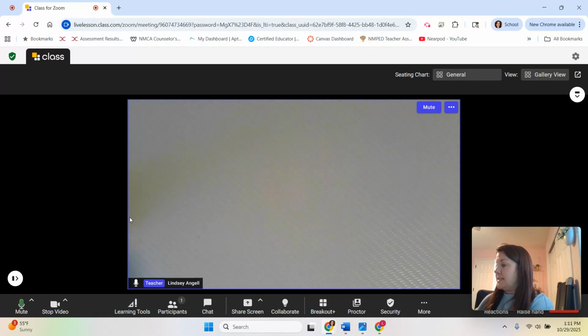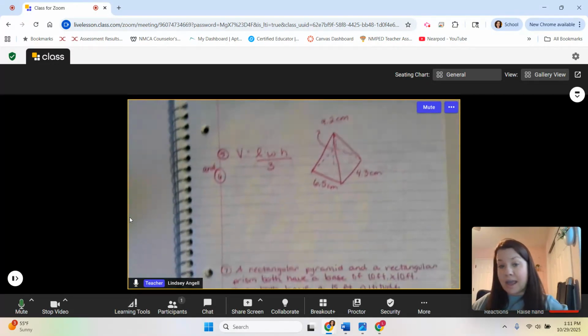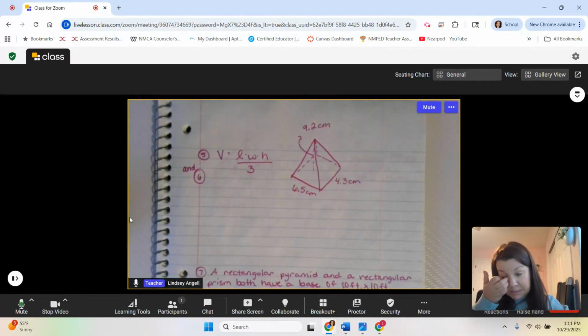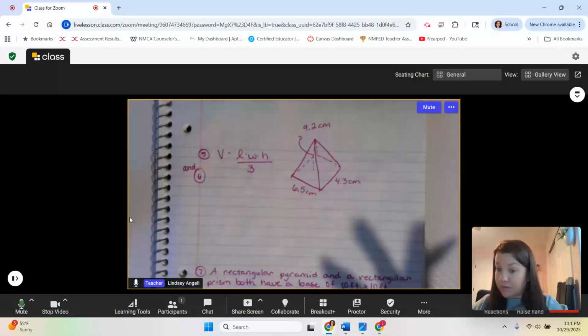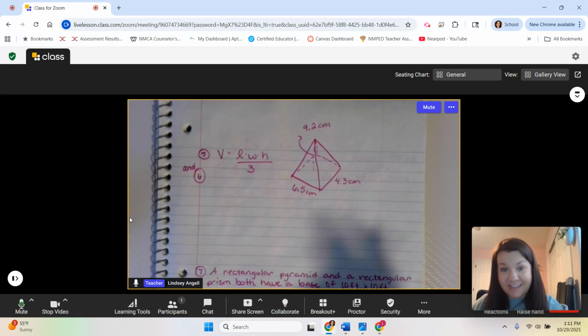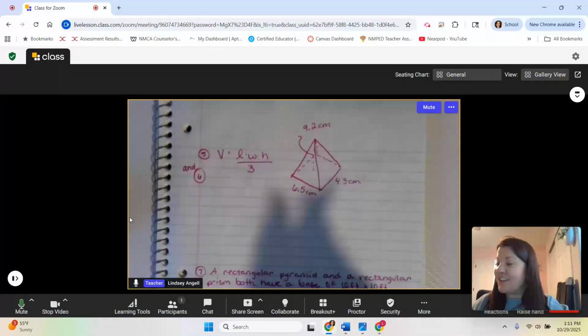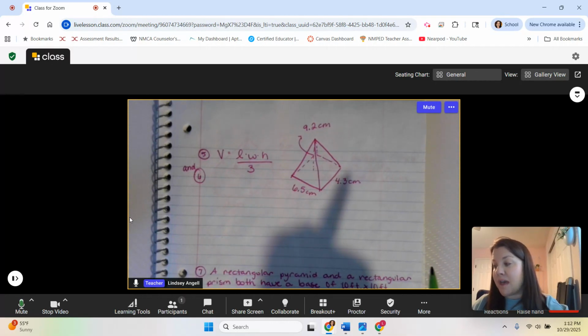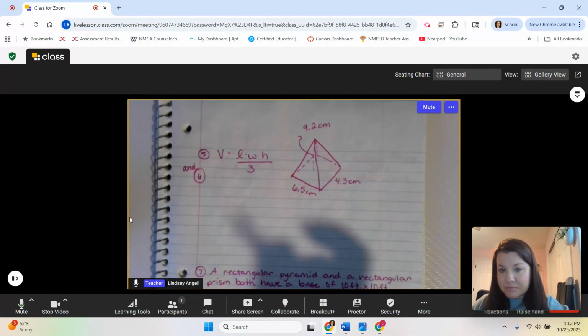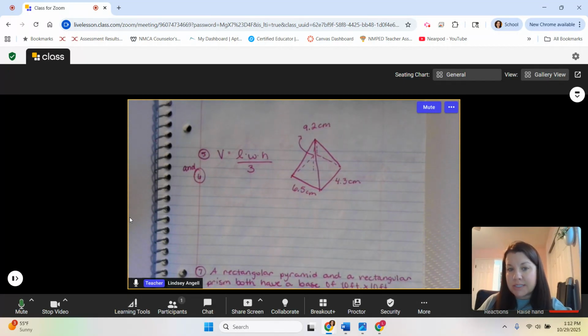All right, this next one helps with number 5 and number 6, okay? So we've got this pyramid, and I was very proud of myself for drawing that. I hope you appreciate that. And we're looking for the volume of it, okay? The volume of a pyramid is very similar to the volume of a prism, but rather than just doing length times width times height, you end up dividing it by 3 in the end.